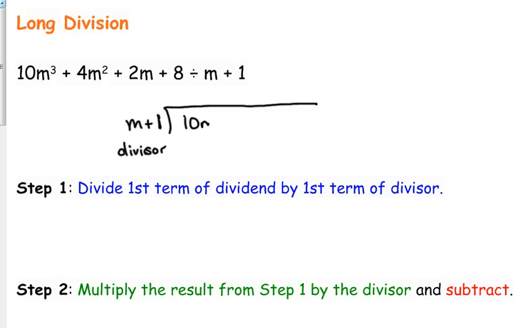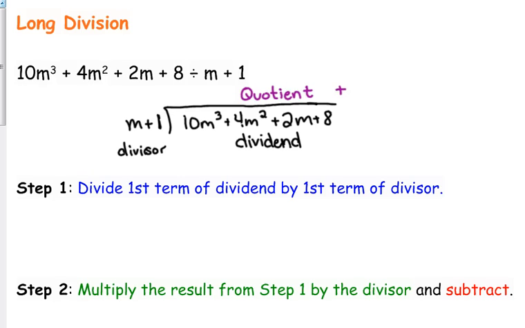Okay, 10m cubed plus 4m squared plus 2m plus 8. Okay, this is the dividend, what is being divided. And then your result goes on the top, and that's what we call the quotient. And then sometimes we have a remainder here on the outside. And we'll talk about that when we get to it.